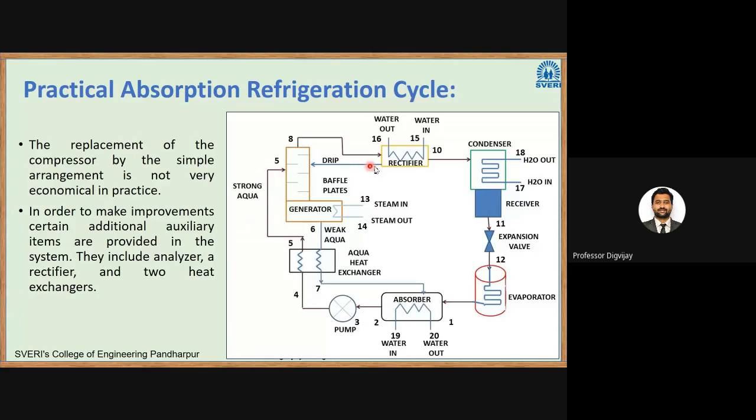So what is happening in the rectifier? Heat is being taken from the ammonia vapors by the water. Then water particles in the ammonia vapor will be condensed inside the rectifier. This condensed water will be taken to the analyzer. So the whole objective of the analyzer and rectifier is the same: to separate out the water particles from the ammonia vapors.